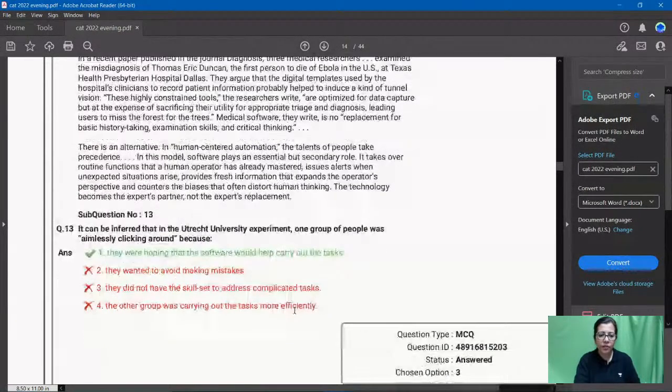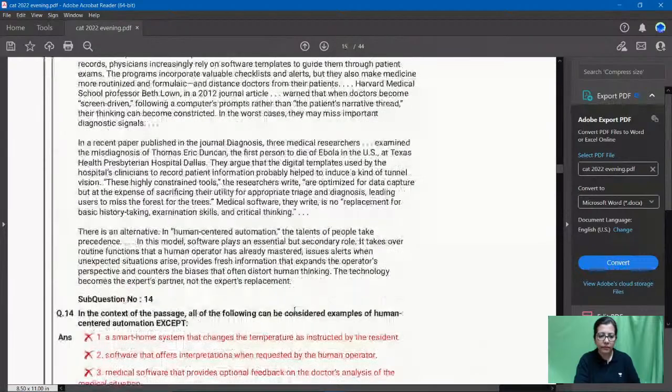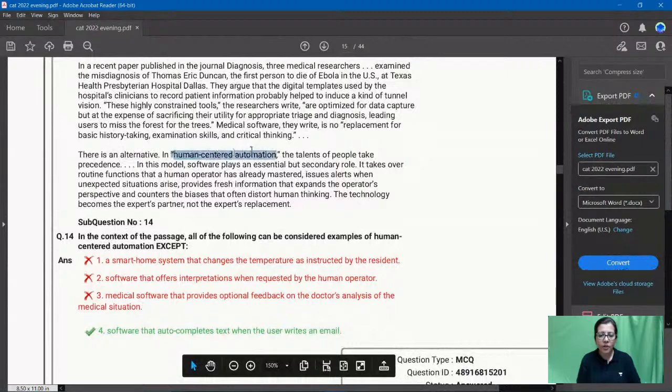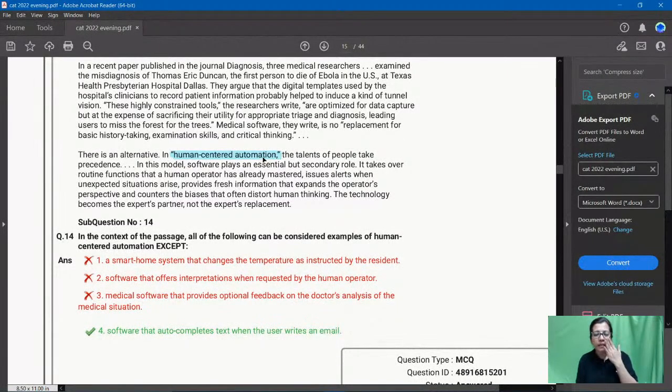ठीक है? Question 14. Examples of human-centered automation. Last paragraph talks about human-centered automation. You have to just go to the last paragraph, pick from there. Human-centered automation लिखा है, set your range, और उसके basis पे आप निकाल सकते थे. वहां पे दिया हुआ human-centered automation बोले तो पूरे passage में problem बोल करके, and then there is an alternative. So this passage comes up with a solution. And I had said this earlier that any passage that gives you a solution in the end places the biggest importance on the last paragraph.